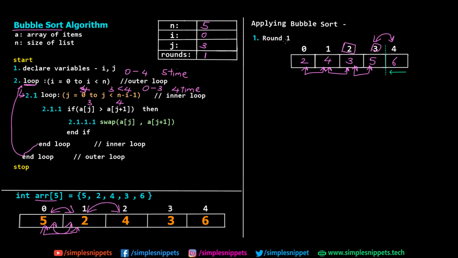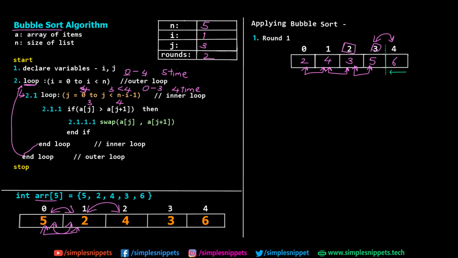So first round is done, and after first round we have the result of 2, 4, 3, 5, 6. And now we will start with the second round. In second round, i becomes i plus plus because i will run from 0 to 4. Initially i was 0, i will become now 1. Okay, and this is the round 2.